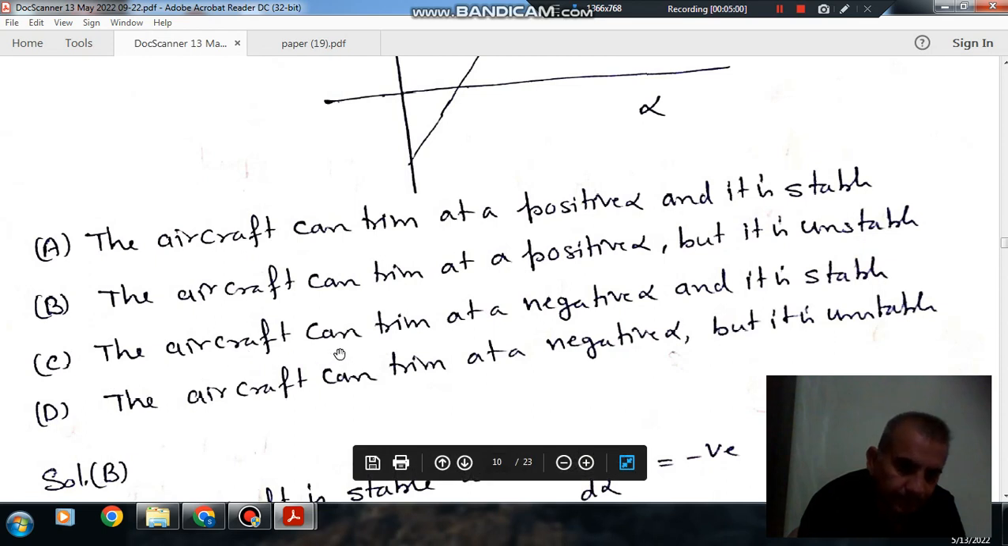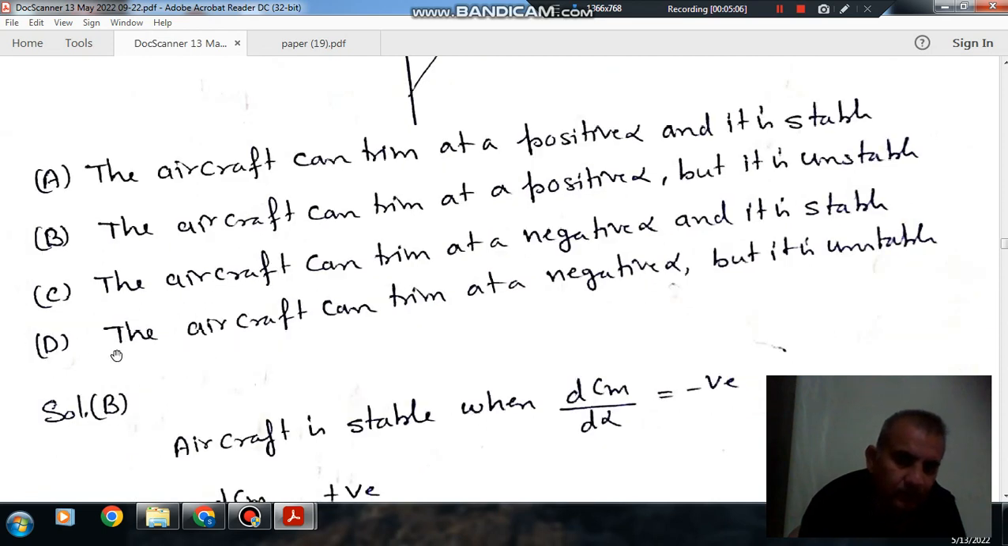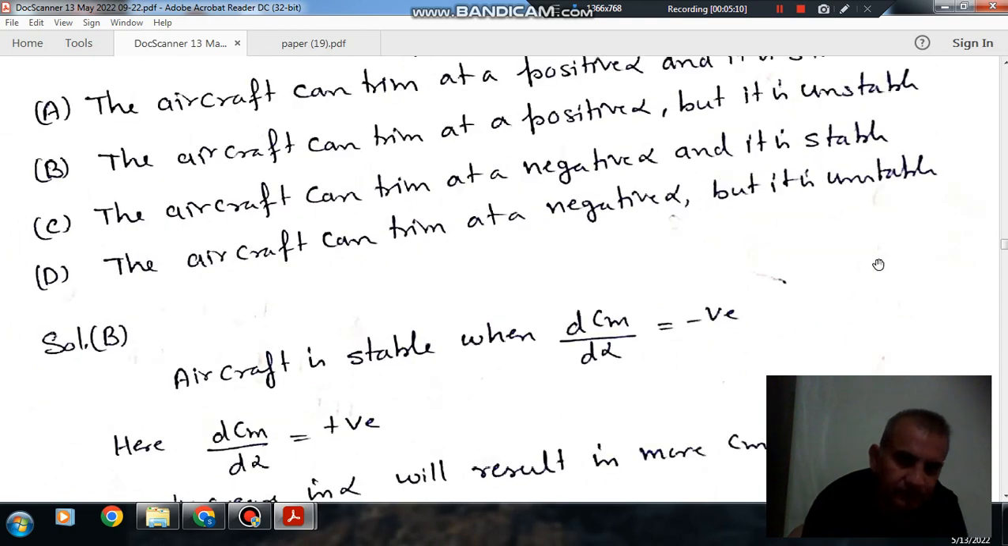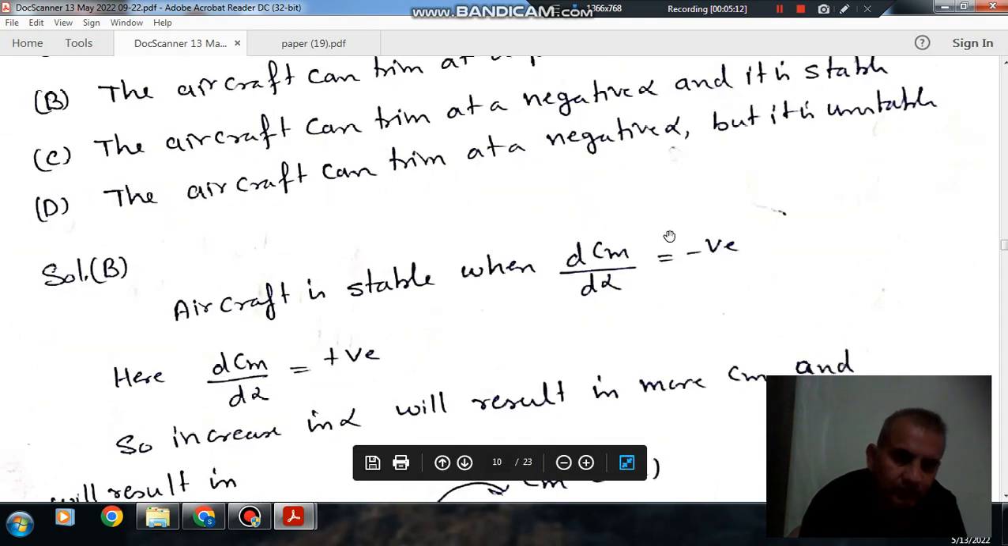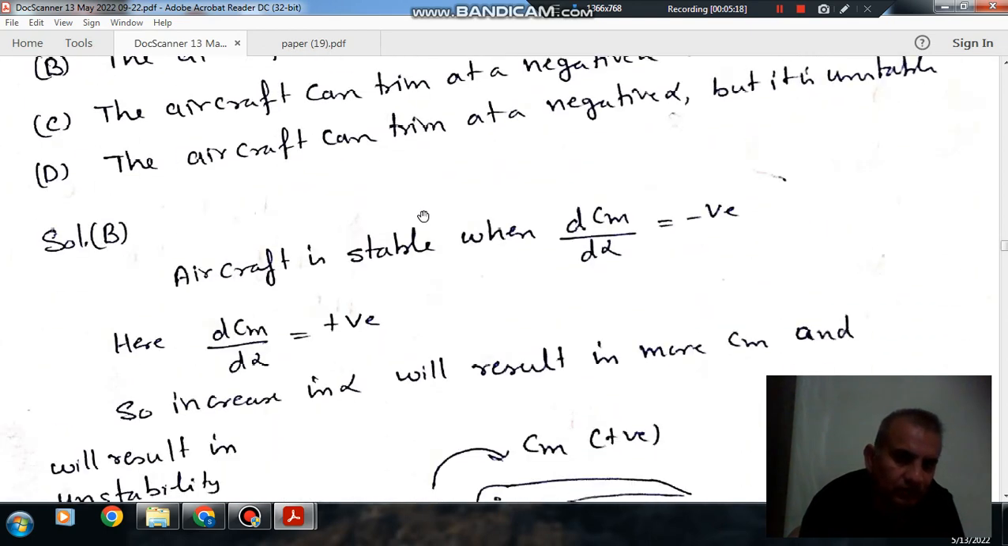Option C, the aircraft can trim at negative alpha and it is stable. Option D, the aircraft can trim at negative alpha but it is stable. So the aircraft is stable when dCm by d alpha is negative. So as alpha is increasing, Cm is also increasing, so it is not stable.